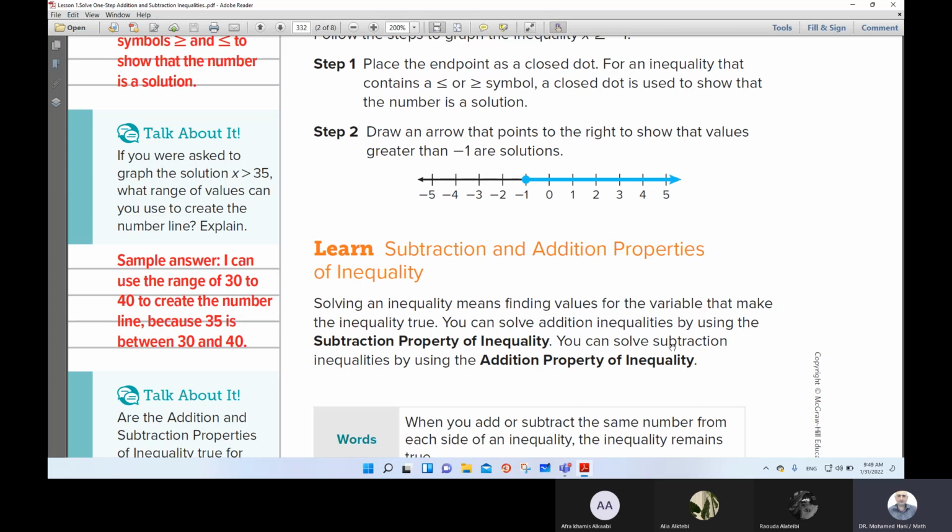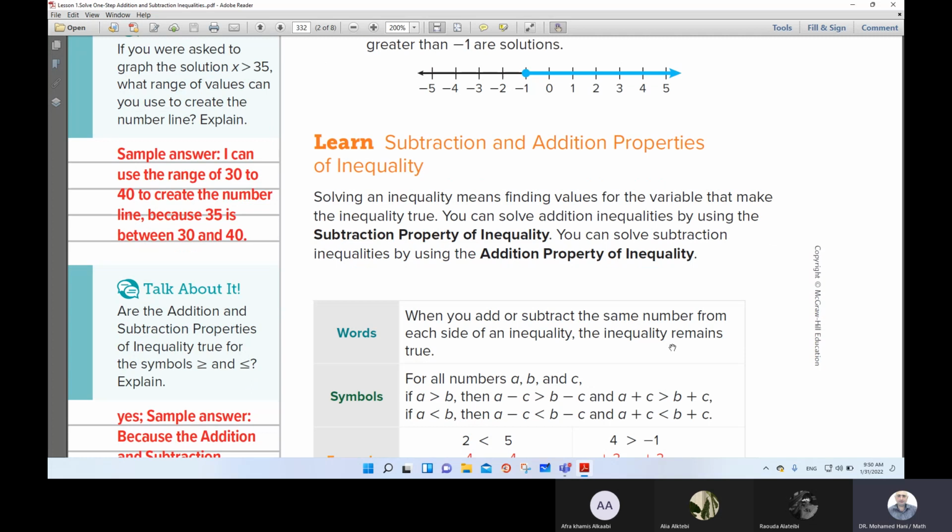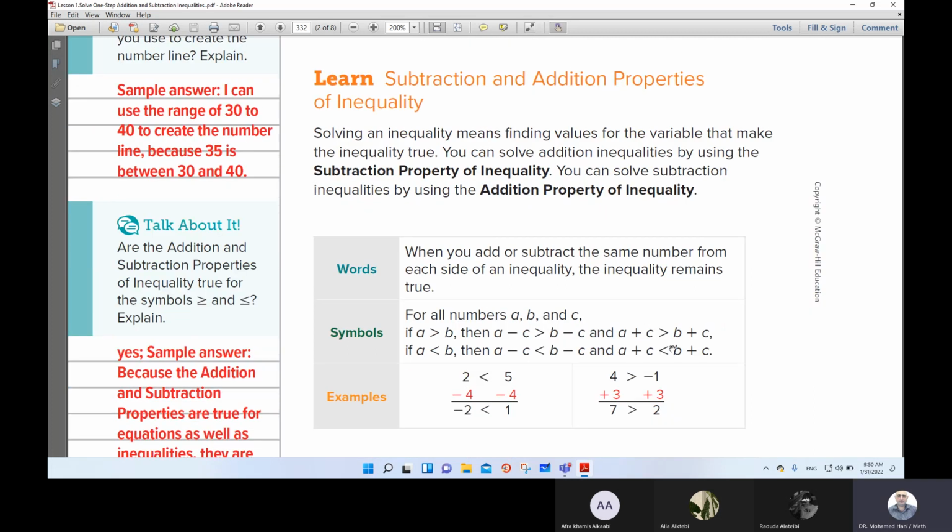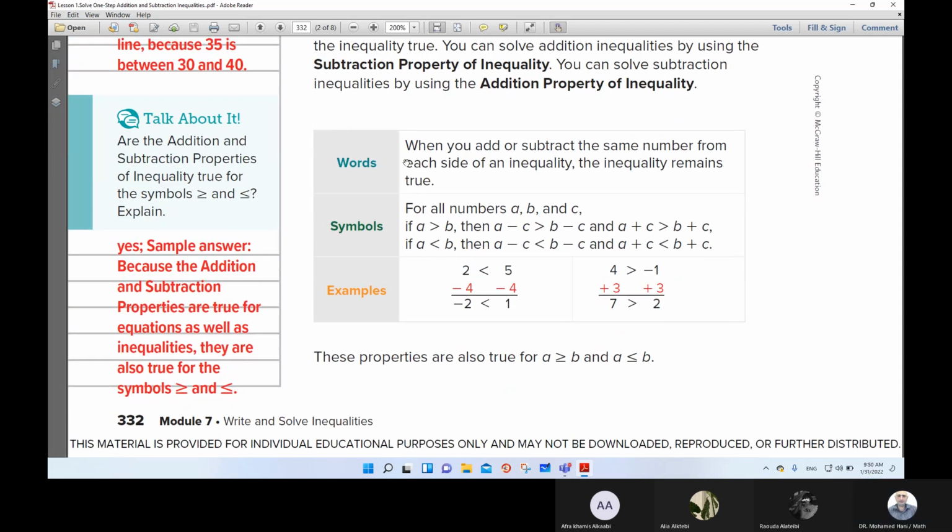The third idea: subtraction and addition properties of inequality. Solving an inequality means finding values for the variable that make the inequality true. You can solve addition inequalities by using the subtraction property of inequality. You can solve subtraction inequalities by using the addition property of inequality. Listen here: when you add or subtract the same number from each side of an inequality, the inequality remains true.